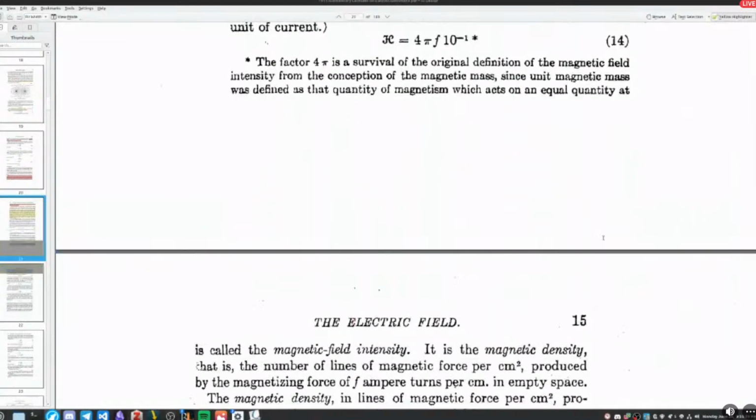I really wish I knew that. Whatever that is equals 4 pi f 10. So this is talking about your turns. Okay, page 15, the electric field.